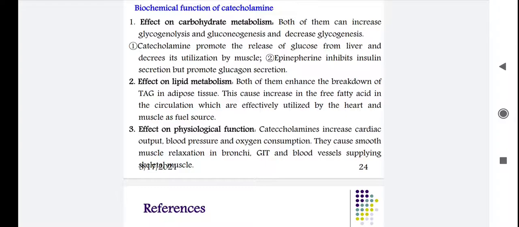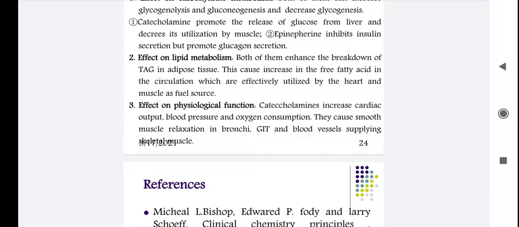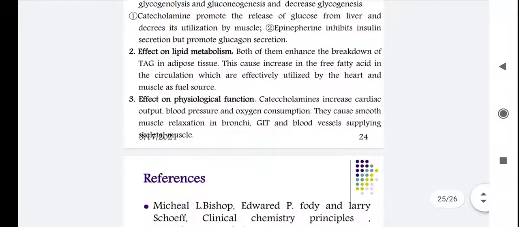We can also mention them as antagonists for insulin. Effect on lipid metabolism. Both of them enhance the breakdown of triglyceride in adipose tissue. This causes an increase in free fatty acid in the circulation, which is effectively utilized by the heart and muscle as a fuel source. So they enhance the breakdown of triglyceride in the adipose tissue.